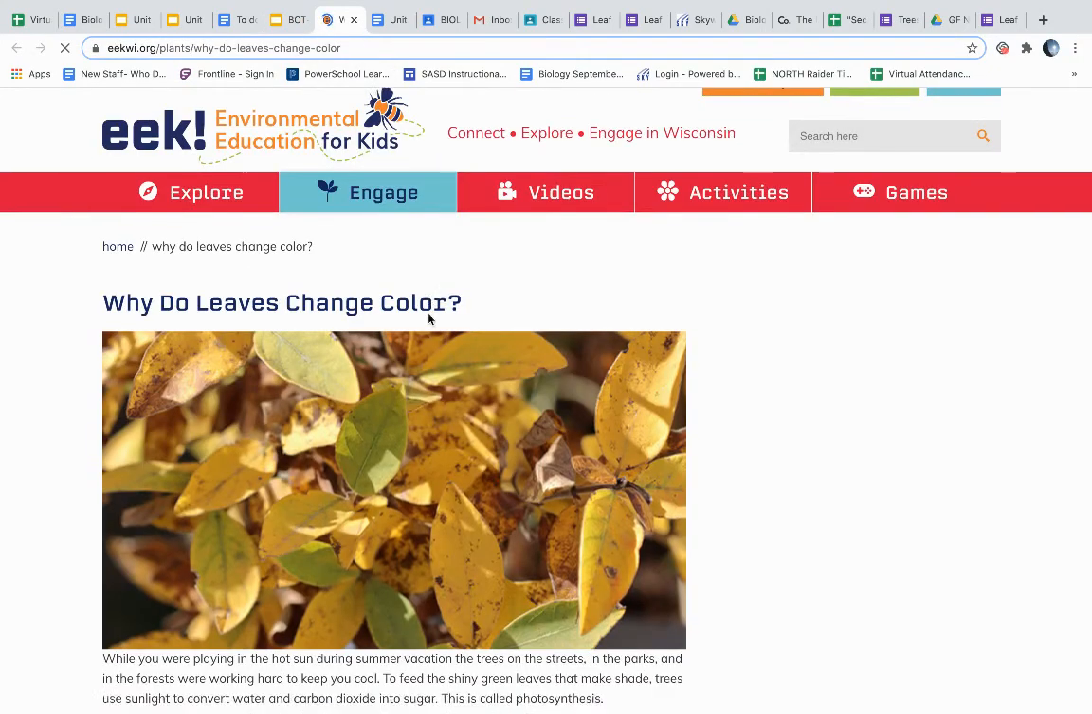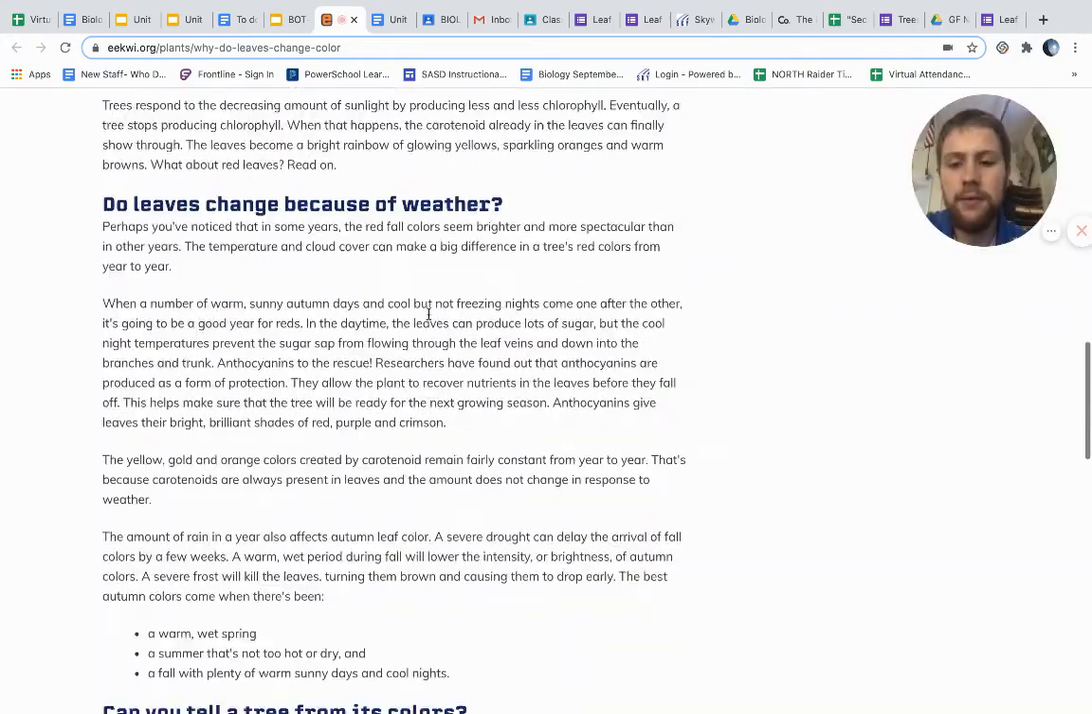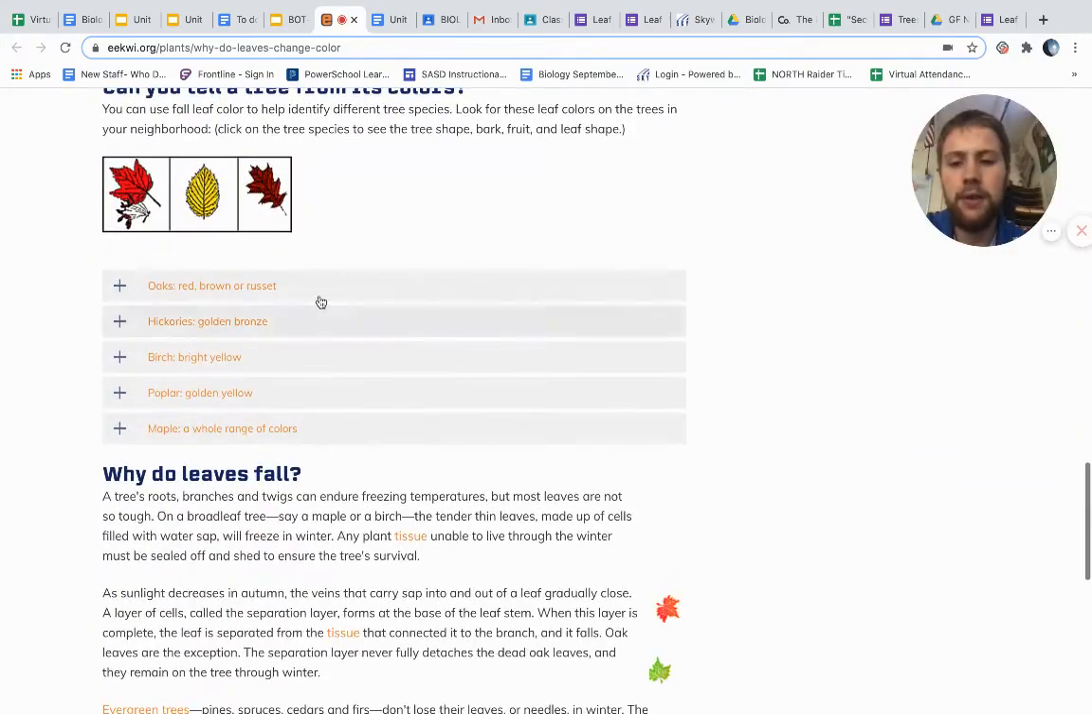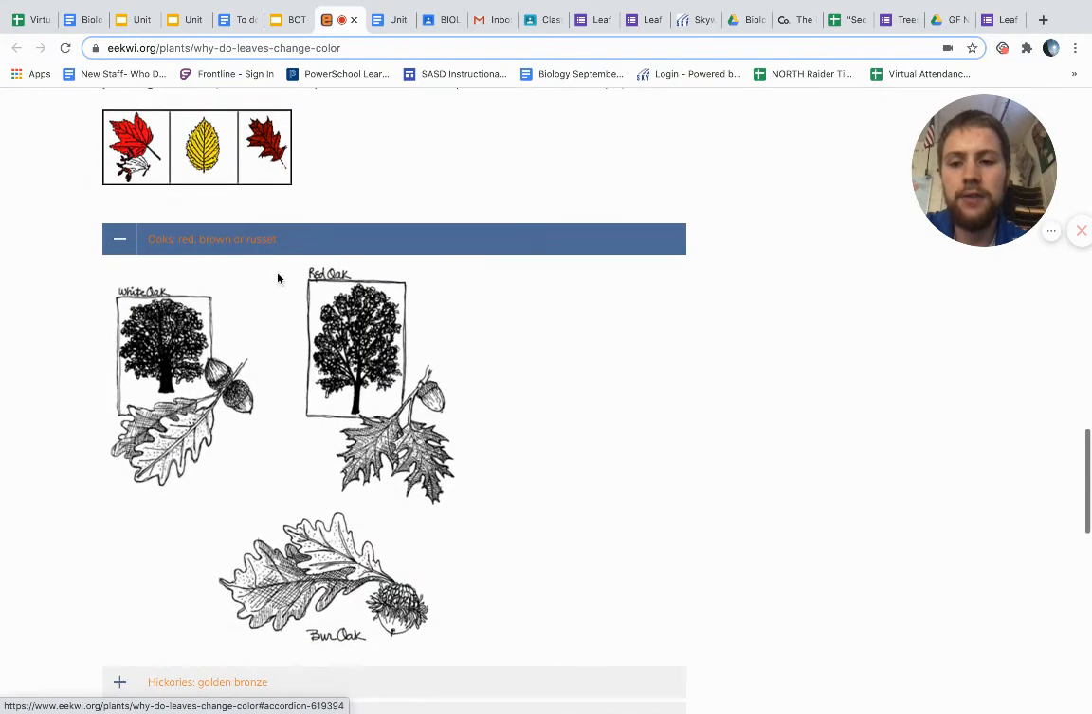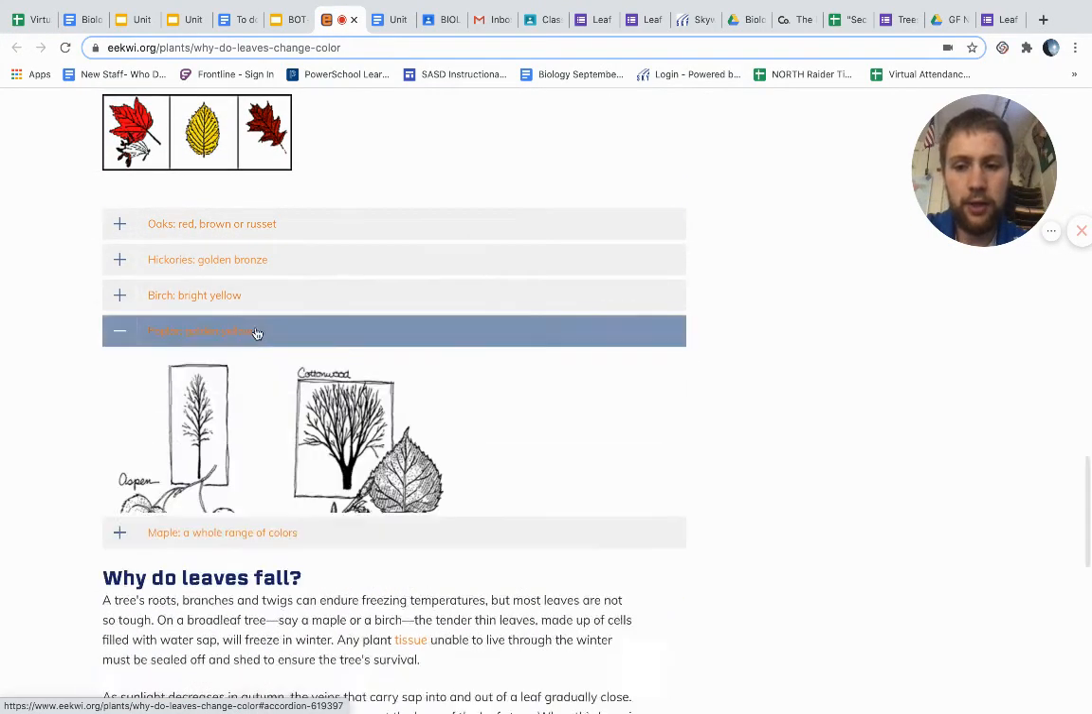So I will take you to this article. It is Why Do Leaves Change Color? So it's really informative, and it'll walk you through some different leaf selections, kind of oak types, and if you wanted to look for these when you're out on a hike for your leaf collection, you could.